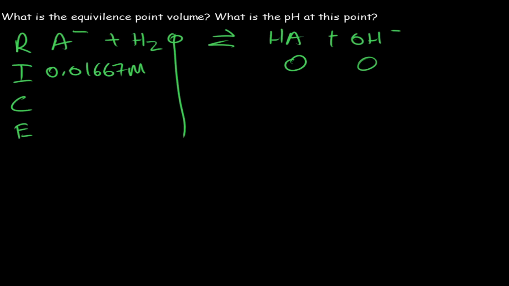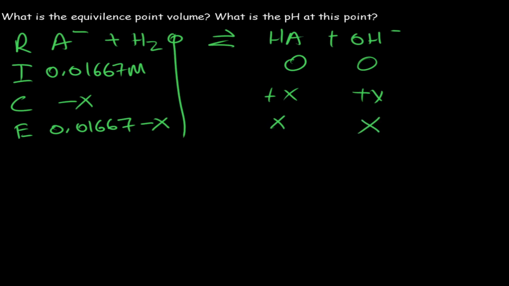So what's the change that's going to happen? Well, A minus is going to react with water, so you're going to lose a little bit of your A minus. You're going to gain that as HA and hydroxide. So equilibrium values would be 0.01667 minus X, X for HA, and X for the OH minus that was created.